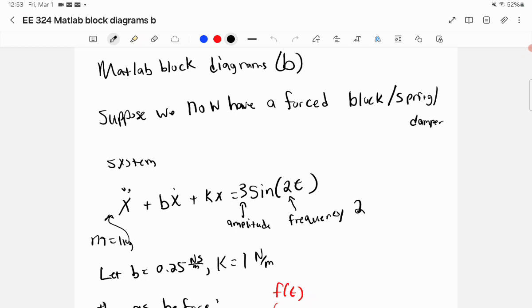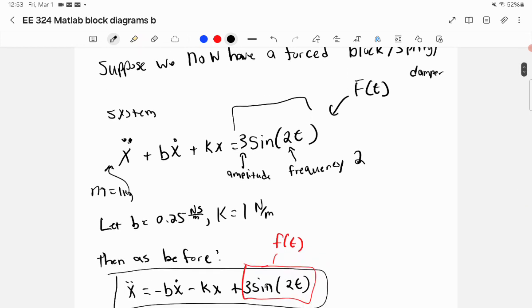Last time we just learned how to do some of the essential things with block diagrams, but we didn't discuss the problem of inputs. Recall in the previous video that we had this system where it was equal to 0. But now, suppose I want to make this system with an input of 3 times sine of 2t. So this might be my external force, and it's going to be a sinusoidal type of forcing.